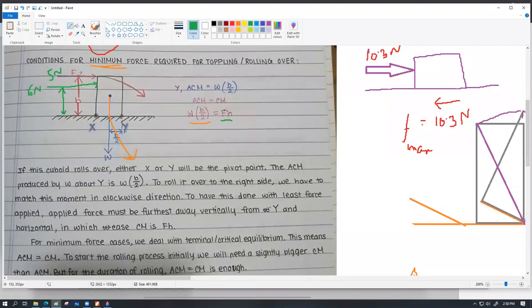But what if we apply the force a bit below this level? If this H is somewhat smaller than this H, I'm going to call it H prime. Now you're having a smaller height, but ultimately your total moment has to be equal to this much, which means your force has to be bigger. So whatever you are losing in terms of H, you have to gain in terms of force, so that the product of these two things is essentially equal to W into V by 2. That's the point that I'm trying to make.